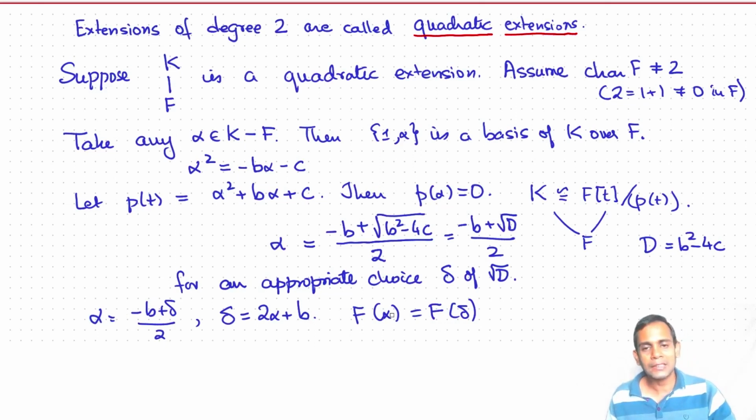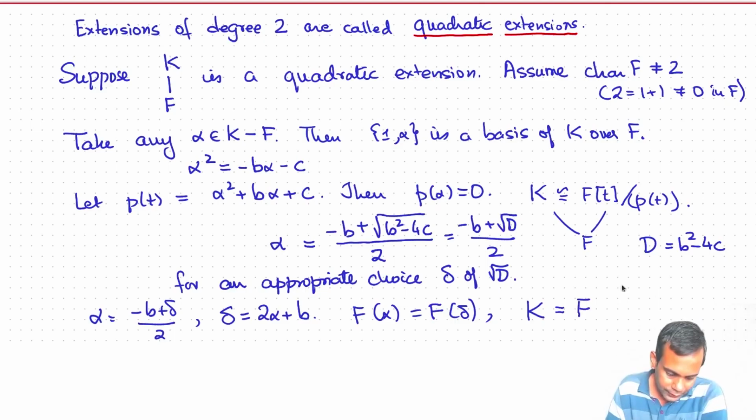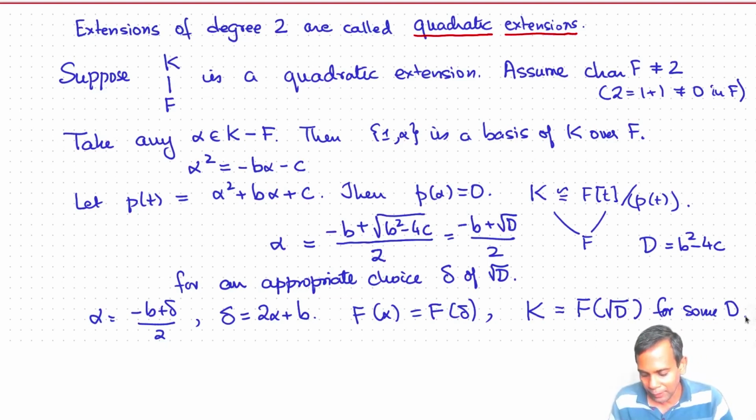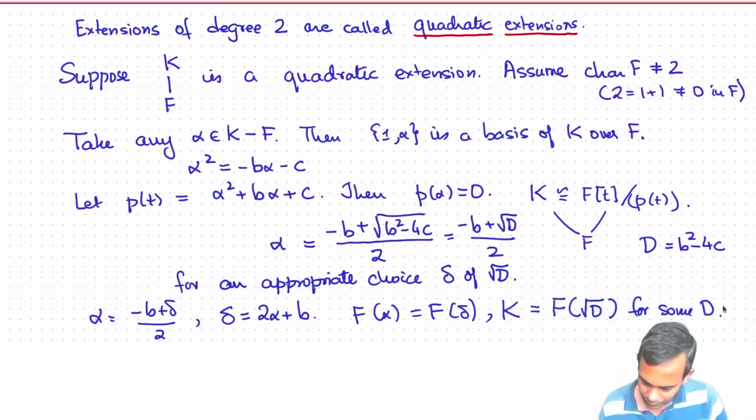So this quadratic extension of degree 2 can be written as the extension generated by the square root of some element d. So it's F adjoin delta, or we can write F adjoin square root d. So every quadratic extension, if you're working inside a larger field, is generated by the square root of a single element in F, for some d belonging to F.